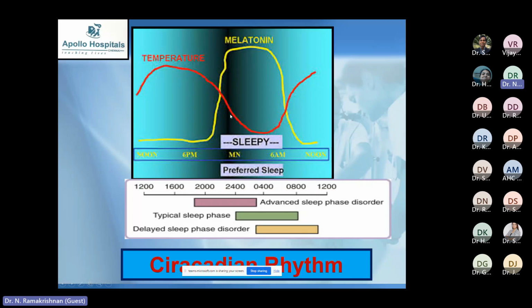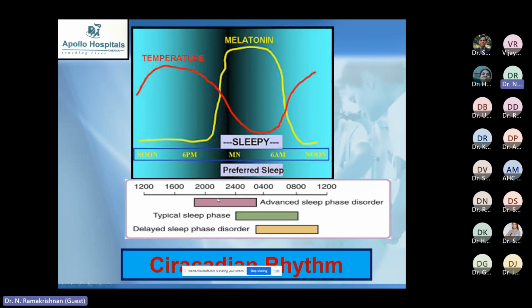Opposite of that is the body temperature, which dips during the nighttime, and this is what is essential to maintain this typical sleep pattern. There are some, as I said, who sleep late and wake up late, and that's called delayed sleep phase disorder, classically in adolescents and college-going students.